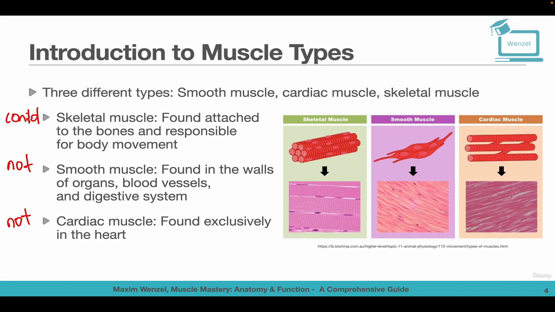So this is what I wanted to tell you about, these three. Now we will dive deep into the real details about these three types of muscle.